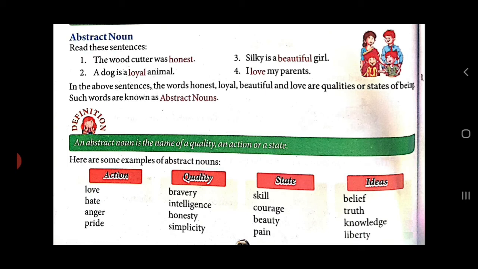Now the definition for the same is, an abstract noun is the name of a quality, an action or a state. When we use a particular name for a quality or an action or a state, then that name is known as abstract noun. Okay, here you can see other examples also are given, and if you will go through the same, it will be more clear in your mind.